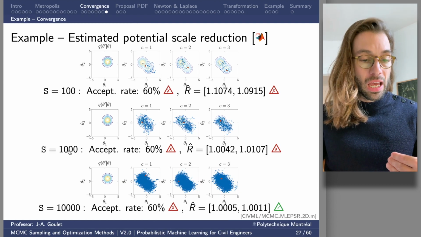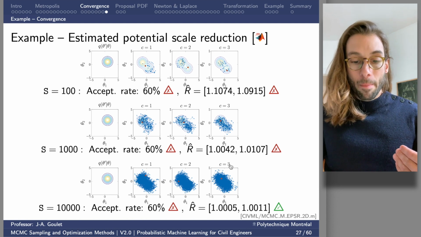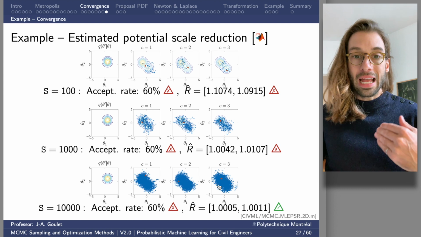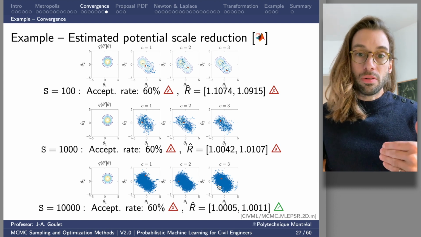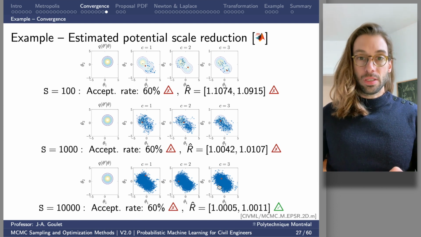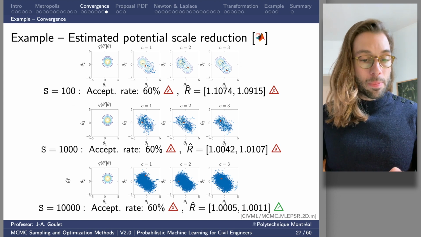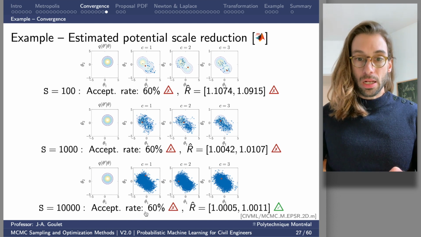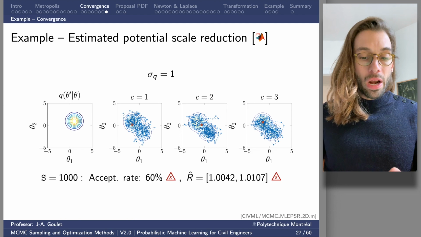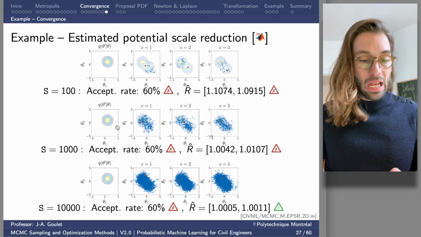If instead of taking 1,000, I take 10,000, my EPSR dropped further again. And here I can be confident that yes, I've reached the stationary distribution. I've taken enough samples, okay? But no matter how many samples I've taken, my acceptance rate remained constant. What happens if I go back to the case where I have 1,000 samples here?